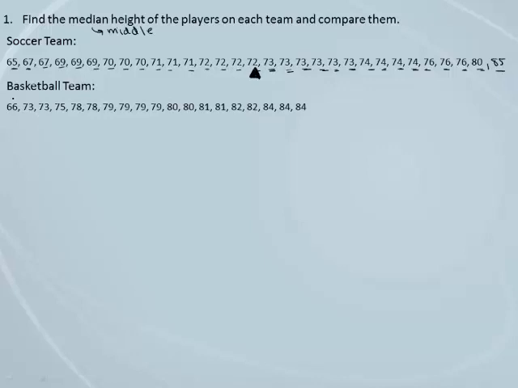Now on the basketball team, we had 19 players. We divide that by 2, and we get 9.5. So I come in 9 from this side. Nine from that side, and I get a middle height of 79 inches.